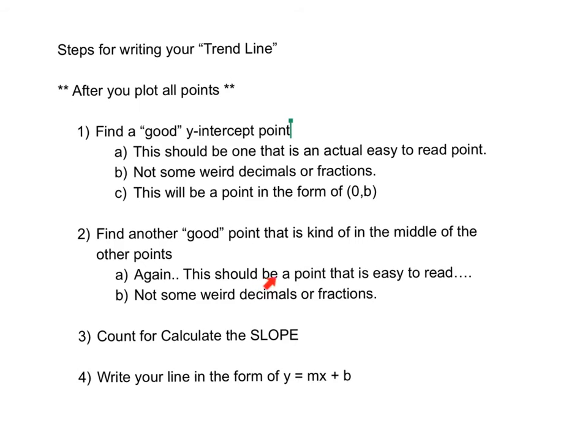Again, it should be a point that is easy to read, so something like (5, 2), not something like (5.73, 3/2), right? It should be easy to read. Again, not some weird decimal or fraction. Count, or this should say or, not for. Sorry about that. Count or calculate the slope. We know how to do that. We've done it. And then finally, write your line in the form of y = mx + b. Again, that's our slope-intercept form. We should definitely know how to do that. We just took a quiz over it. So write these, go ahead and pause here, write all these down, and we'll practice this together.